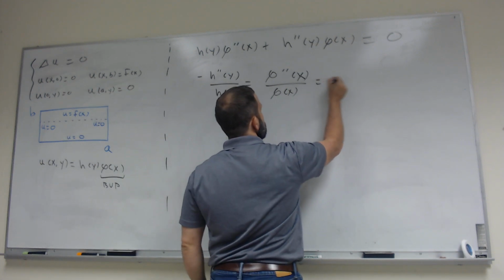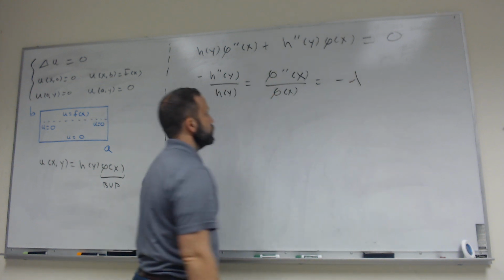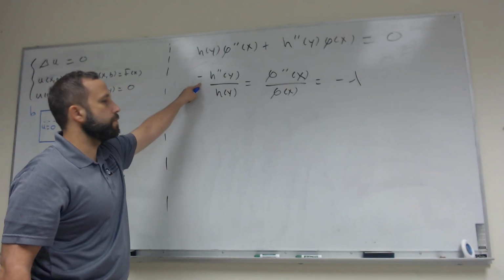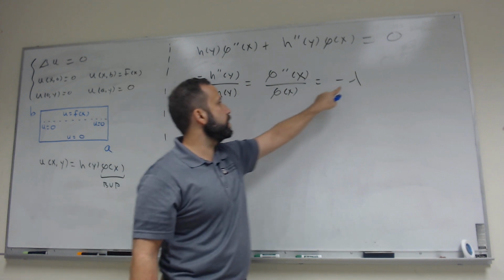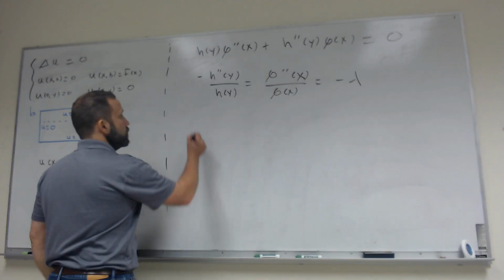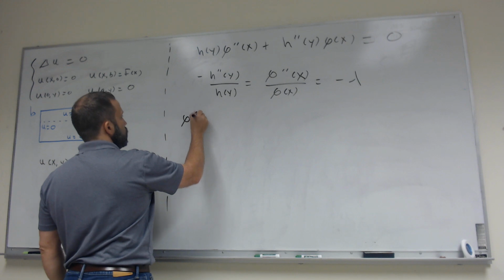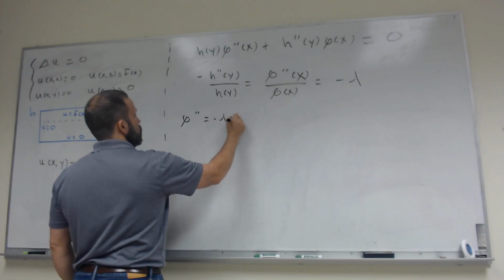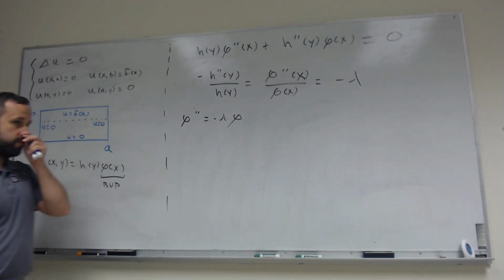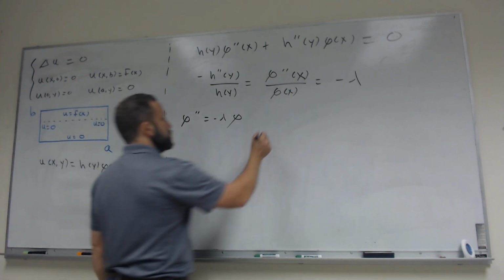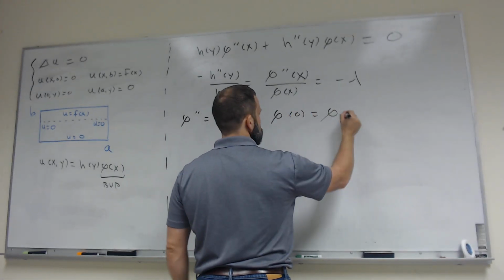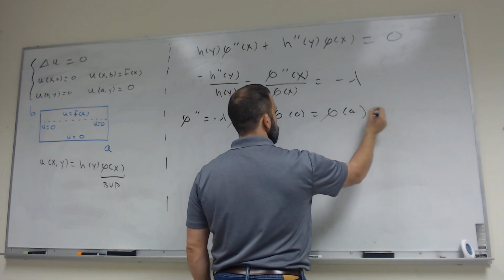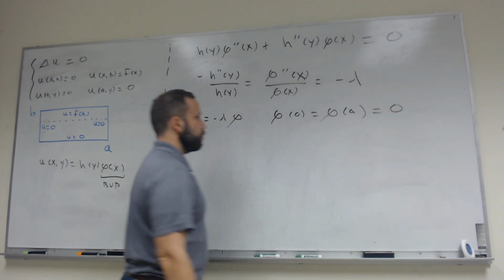We're going to say this is equal to minus lambda to make everything look like it did before, so therefore we put the minus sign there. So for the x problem, we'll have phi double prime over phi equals minus lambda. So it's phi double prime equals minus lambda phi. And the boundary values tell us that phi of 0, let's be careful, it's not phi of pi anymore, it's a more generic value, phi of a is equal to 0.